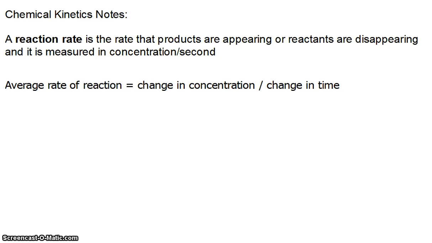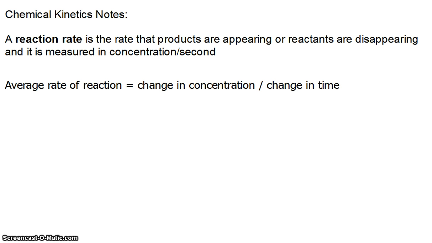Alright, in this video we're going to talk about chemical kinetics, which is the study of how reaction rates change in chemical reactions based on what's being done to them. So when we talk about a reaction rate, what we are talking about is how fast either the reactants are disappearing or the products are appearing. You can look at it either way.